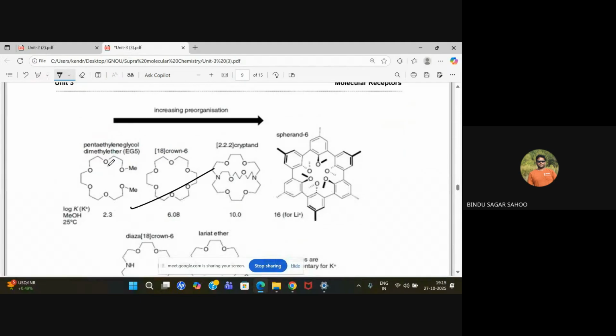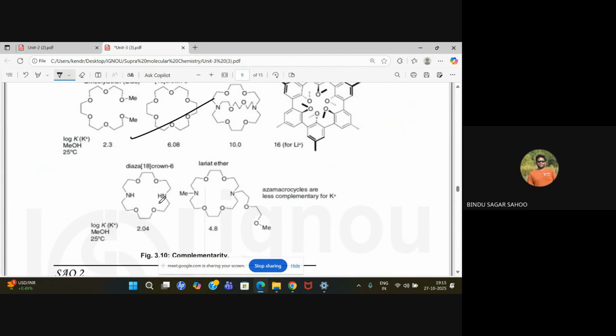This is an open structure, this is a closed structure, this will be a bicyclic structure, and here the benzene rings and side substituent groups are also attached. So here the rigidity will be more. But in most cases, the donor atom is oxygen, so they can accommodate the hard metals or hard acids.